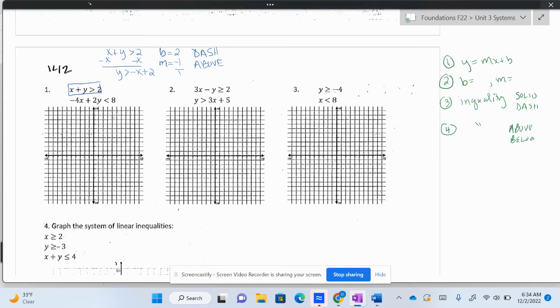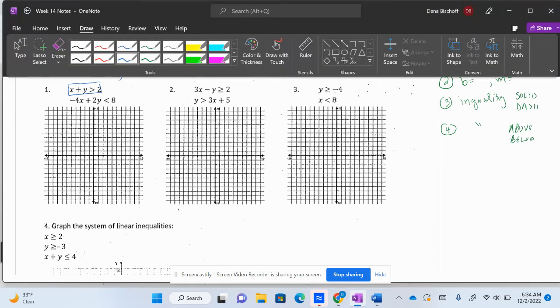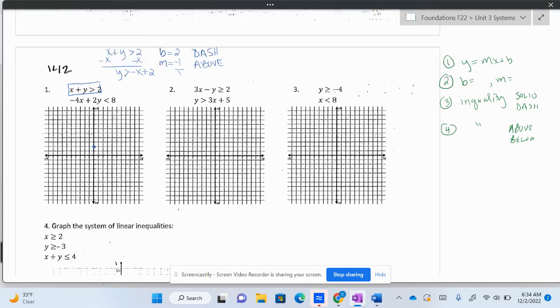All right, let's look at these. I'm going to graph that really fast. Beginning at positive 2, a slope of negative 1, down 1 over 1, down 1 over 1. I'm sorry, I have a scratchy throat. So now I'm going to make a dashed line.